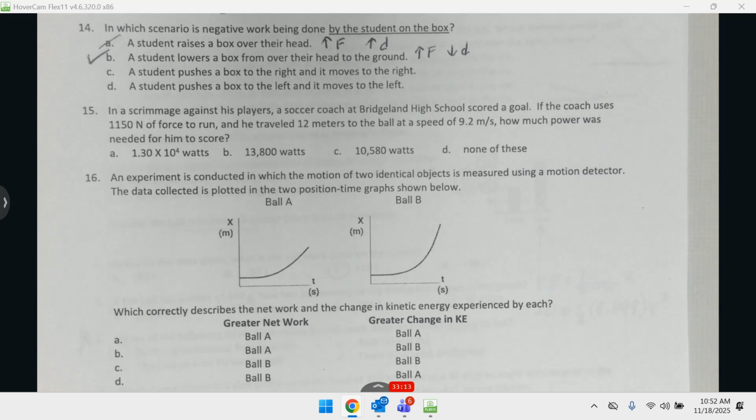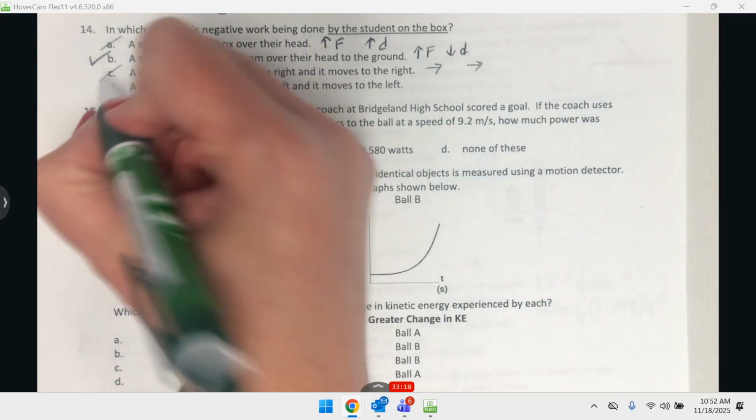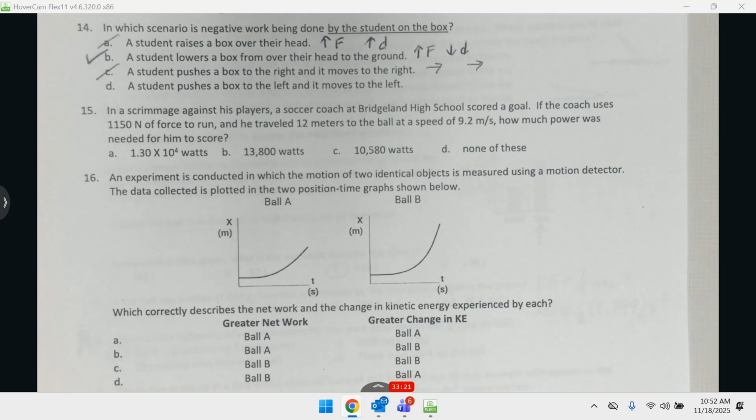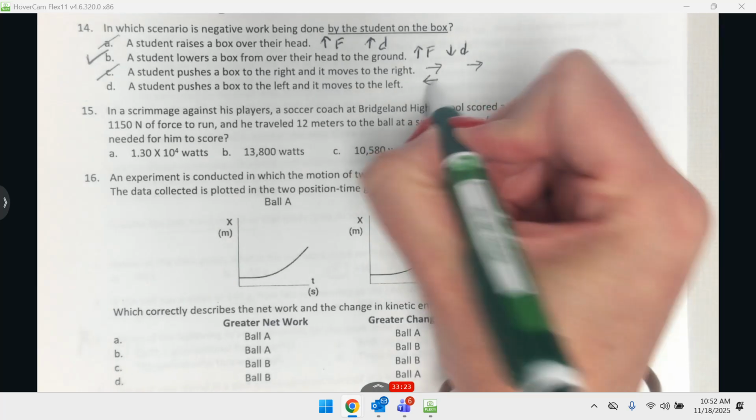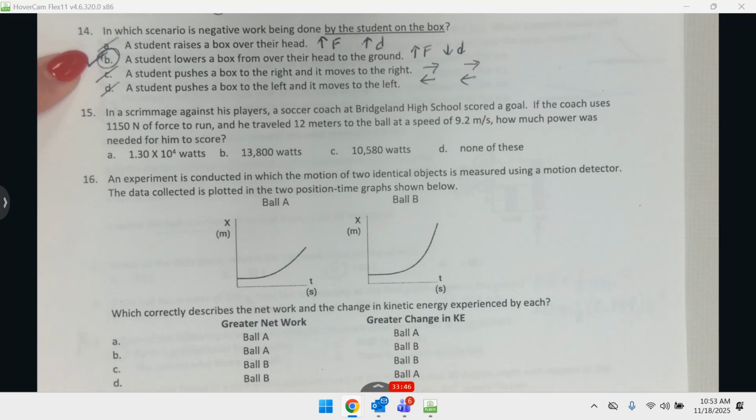Answer choice C says they push the box to the right and it moves right. My force and my displacement are the same direction. That's not it. The last one says a student pushes the box left and it moves left. My force and my displacement are in the same direction. That's not it. It has to be answer choice B. You need the answer to be the one where your force and your displacement are in opposite directions. That's how you end up with negative work. Okay, so 14 is B. 55% of you got that right. That's a lot lower than I would expect. You will see a question like this on your test, so look over it if you need to.